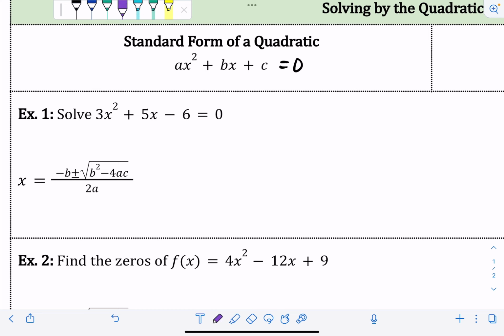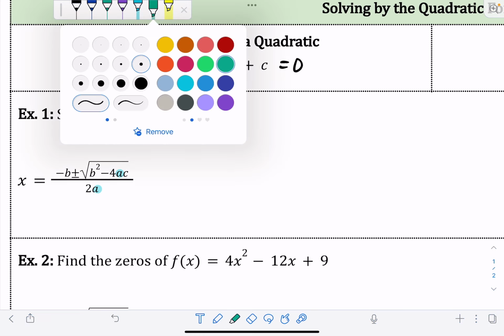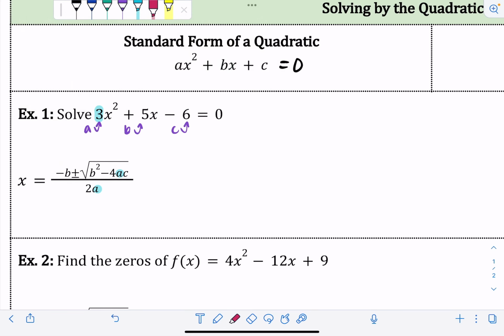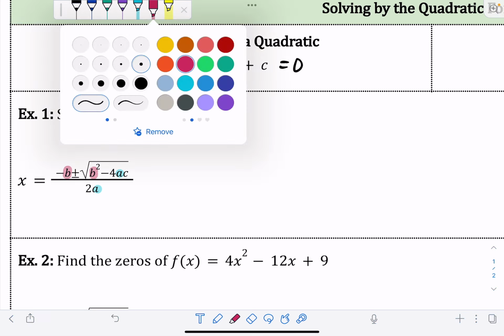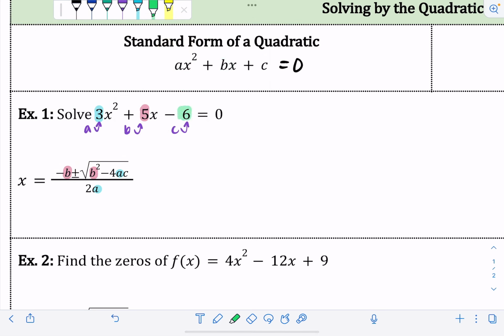Okay, so going through this, it is 3x squared plus 5x minus 6 equals 0. So a is 3, b is 5, c is -6. I think I'm going to color code it actually. So a is 3, so it'll go right here and right here. And then b is 5, so that'll go right here and right here. And then c is -6. So keep in mind you have to include the negative. It gets a little tricky with that, so it goes right there.